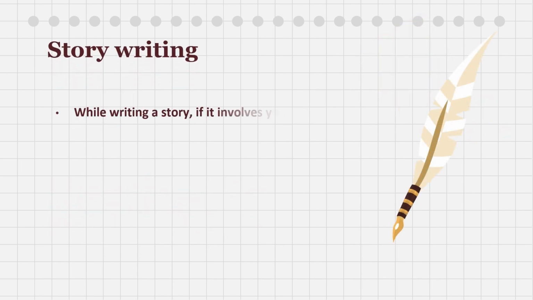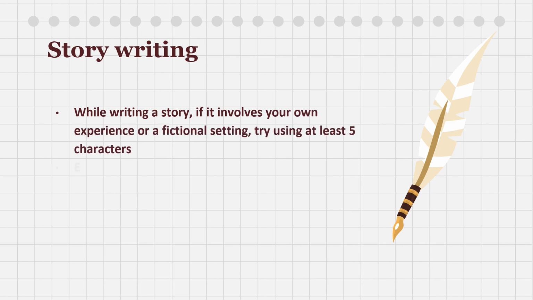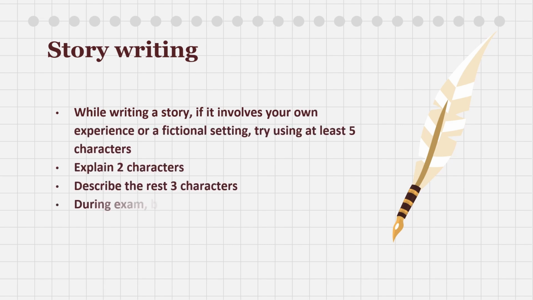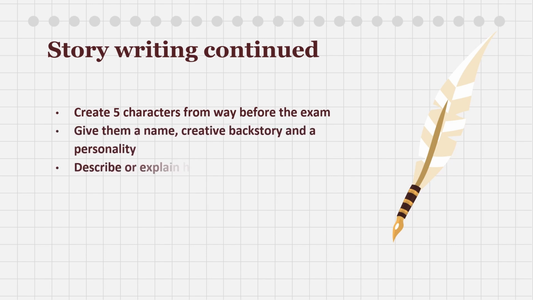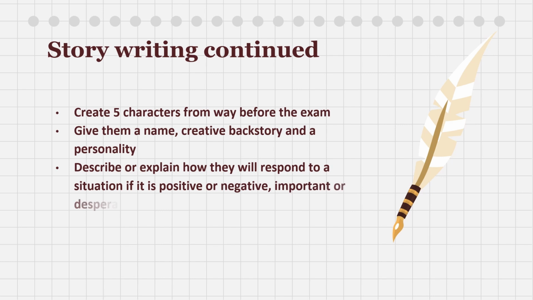Finally, for section C, we will focus on story writing. While writing a story, if it involves your own experience or a fictional setting, try using at least 5 characters. You should explain 2 characters and describe the rest of the characters. You should create 5 characters from way before the exam, give them a name, a creative backstory, and a personality. Describe or explain how they will respond to a certain situation, if it is positive or negative, important or desperate, etc. During the exam, be an editor, not a writer. Do not try to create new stories which you are not familiar with in the examination, as you may face trouble like time management or having to redo everything again.